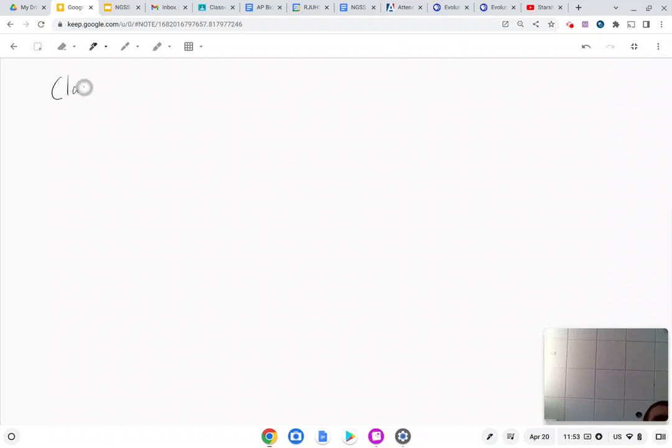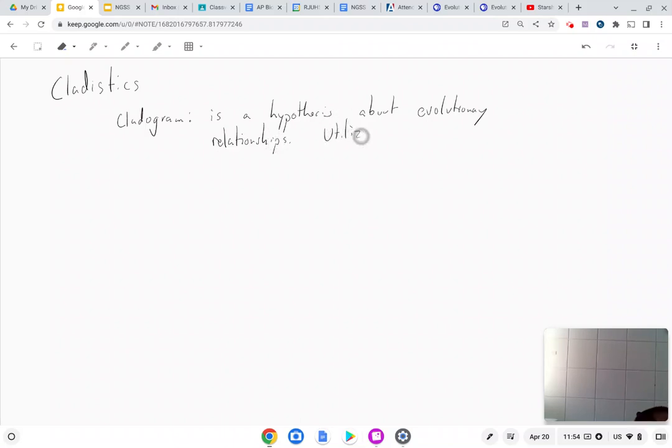All right, we're going to title this Cladistics, and we're going to start with the definition. Cladogram. So the definition of a cladogram is a hypothesis about evolutionary relationships, and it utilizes shared characteristics.